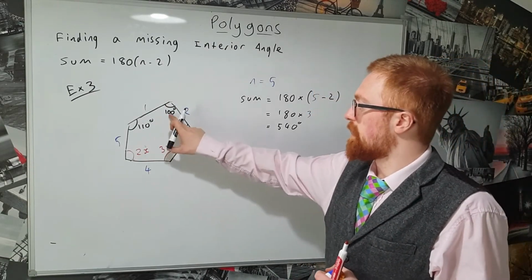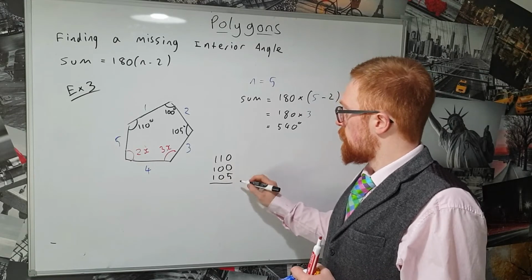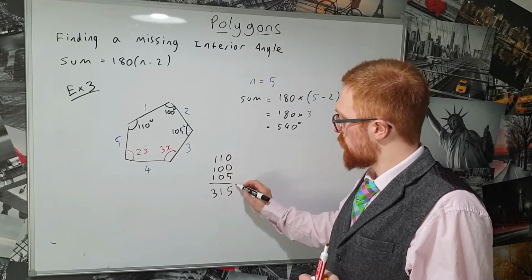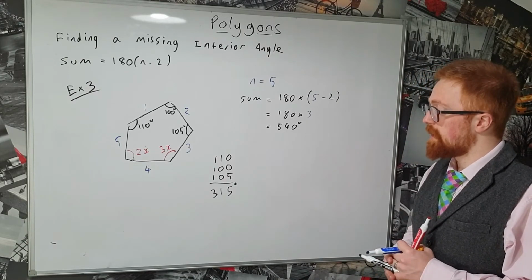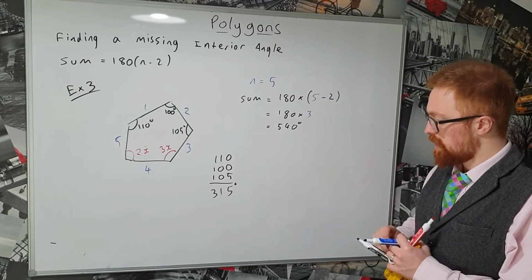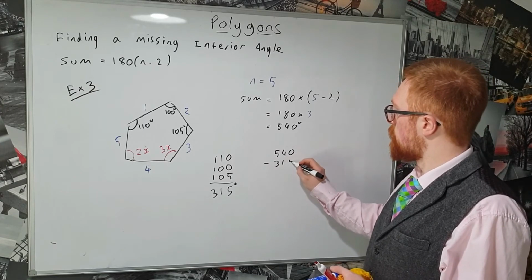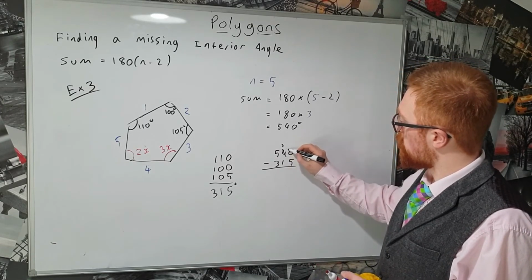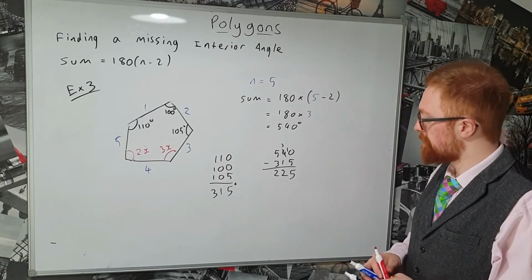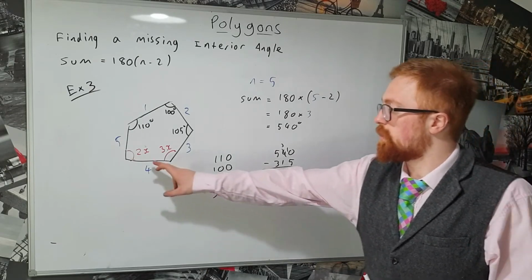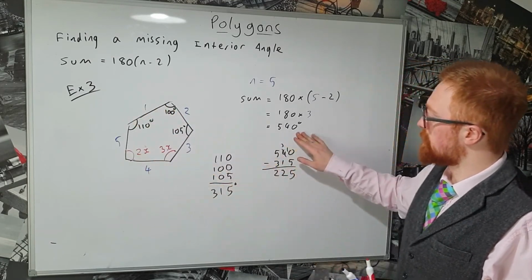So our next step is going to be to add these 3 that we know. So we've got 110, 100 and 105. If we add those up, we get 315. So then our next step is to subtract the 315 from the 540. So if we do 540 minus 315, again we need to borrow 1 from the 4, that gives me 225. So 225 is what these 2 angles have to add together to make, so that all 5 angles add up to 540 degrees.